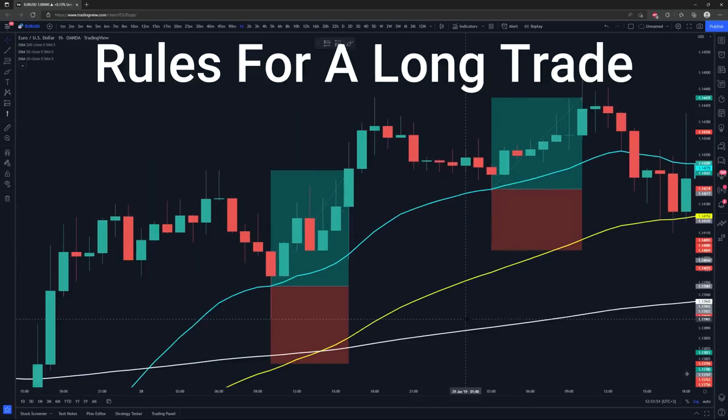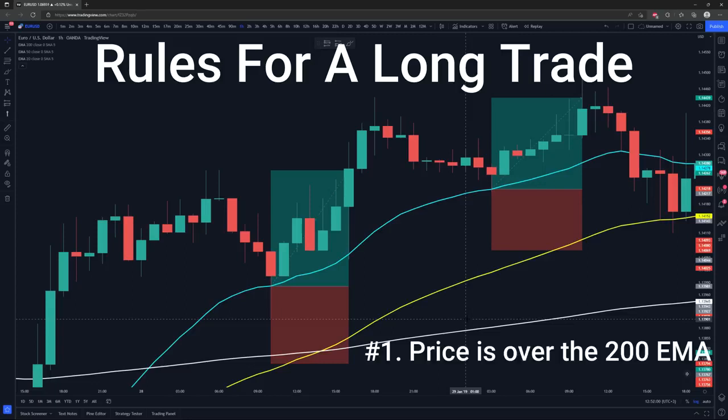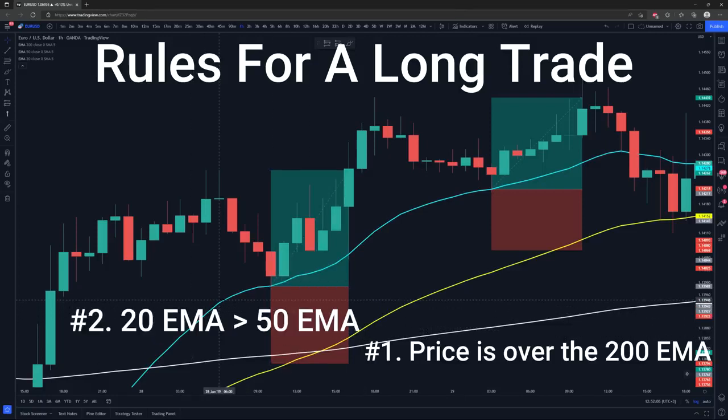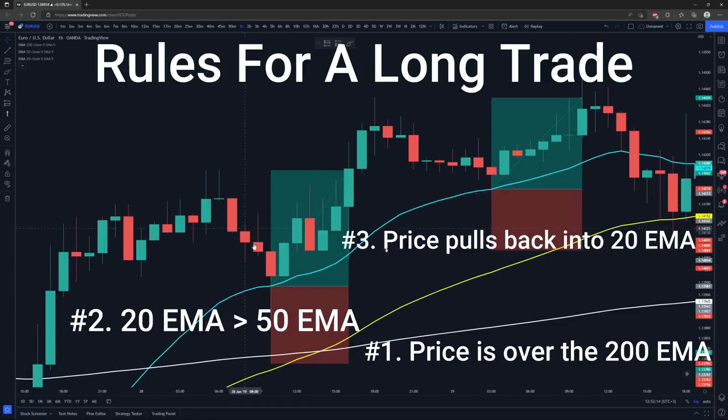Now let's cover the rules to this strategy, starting with the rules to take a long position. The first thing you need to see is that price is over the 200 period exponential moving average, or the white line here. You also need to see that the blue line, or 20 period EMA, is over the 50, or the yellow line here. And what you're going to look for as the entry signal is the price pulling back into the 20 period exponential moving average. That's going to be your entry signal as long as the other criteria is met.